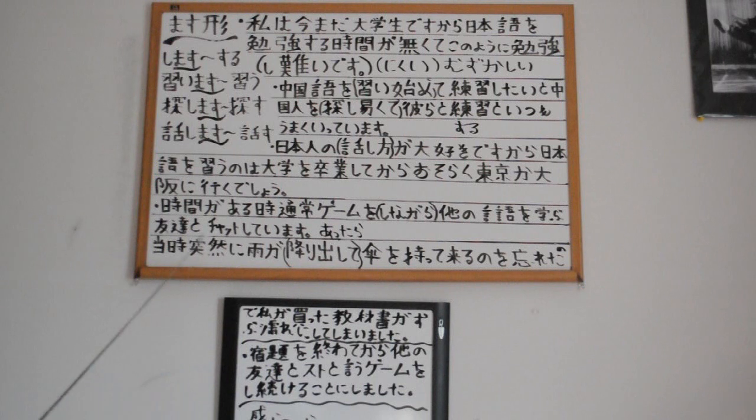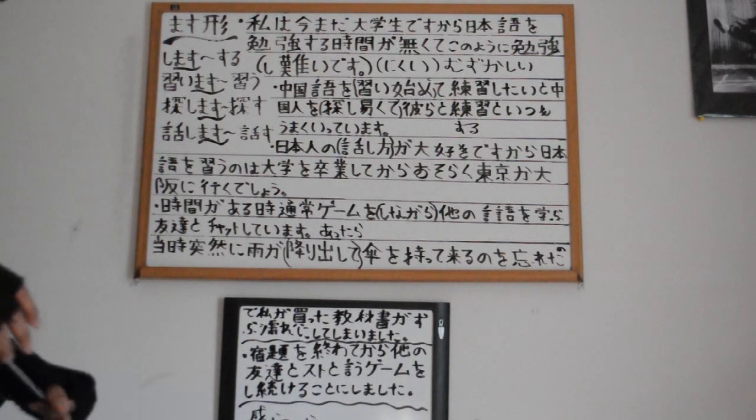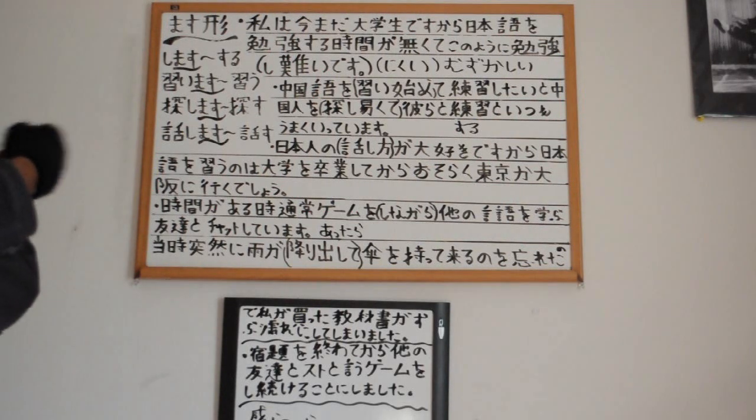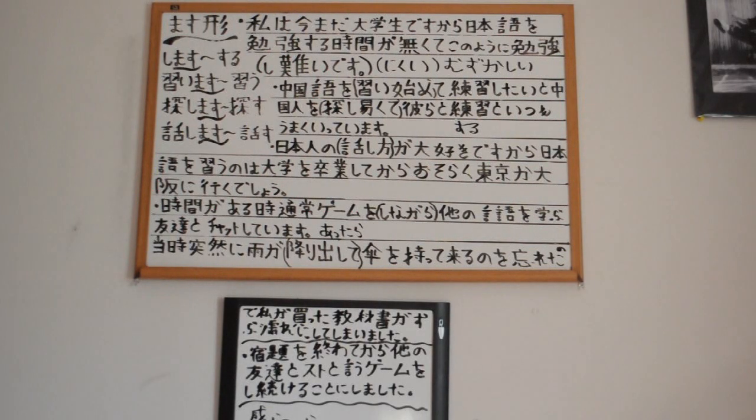All right. Let me translate this real quick. So toji. So at that time, all of a sudden it started raining, and I forgot to bring my umbrella. So the books, the textbooks that I bought became completely drenched. They became completely drenched. All right.